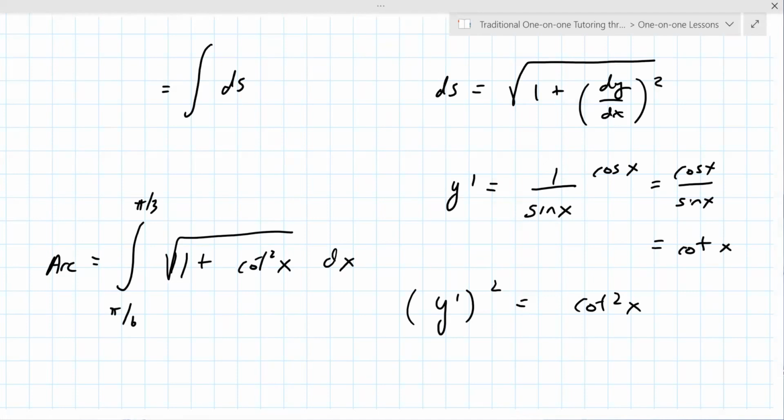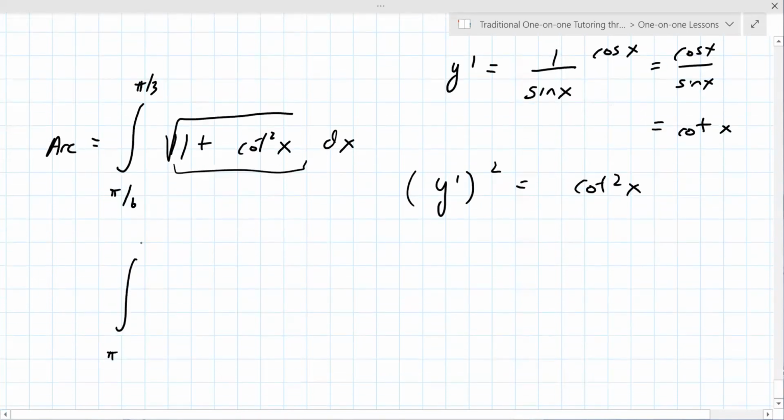Let me look. It says to just set it up. But the question is, where do you stop? Where do you feel like, okay, I've set it up to the point that it works? This one actually is cosecant squared. So it becomes the square root of cosecant squared x dx.